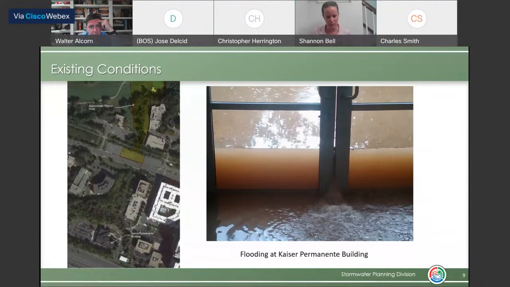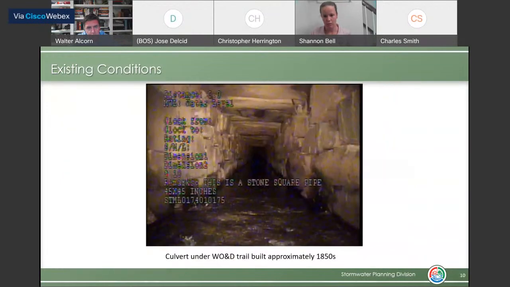There's a bunch of inlets, a bunch of storm drains located in this VDOT park and ride. All of these inlets connect to a pipe that runs underneath the WO&D trail. This pipe is called a culvert. We sent a camera underneath the trail to get an idea of what the culvert looked like. So this is from that TV monitoring. This culvert was built in the 1850s. It has done very well, but it has outlasted its expected lifespan, and it's going to fail eventually.